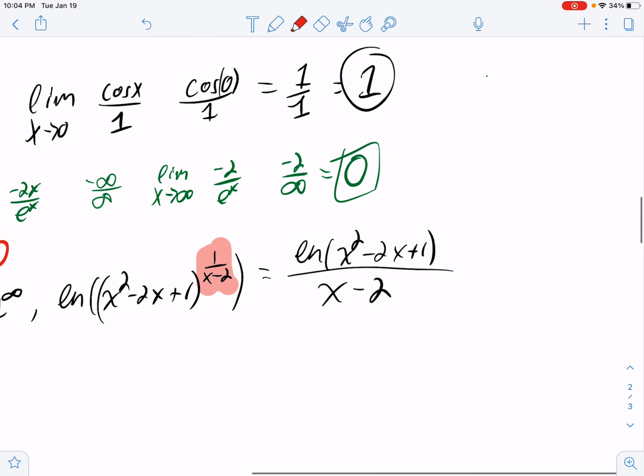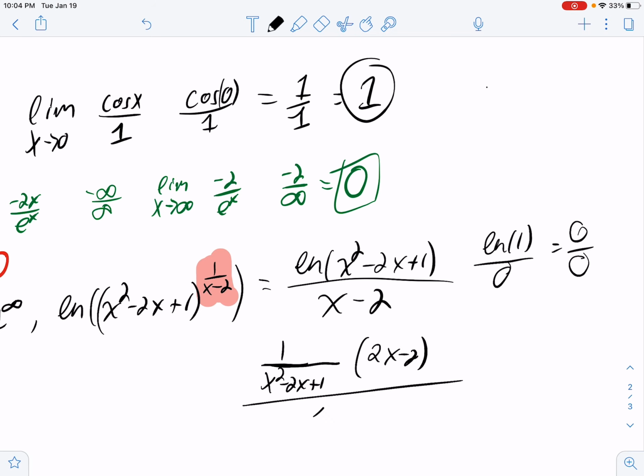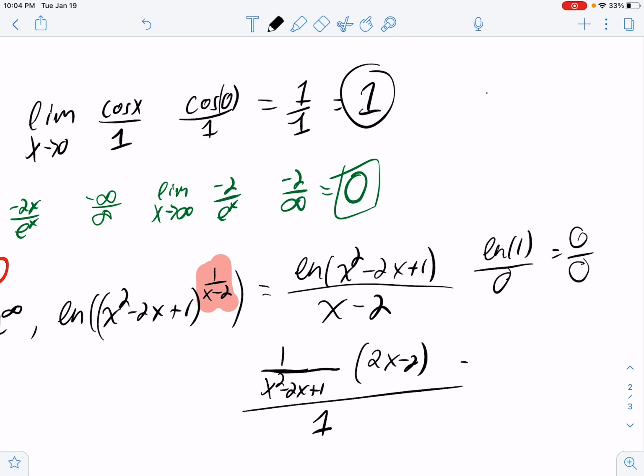Now, if I were to plug in 2, I get ln of 1 over 0, which is, again, 0 over 0. So now I can L'Hopital. I take the derivative of the top and bottom separately. The derivative of the top is going to be 1 over x squared minus 2x plus 1 times 2x minus 2. And the derivative of the bottom is just 1. So this is 2x minus 2 over x squared minus 2x plus 1.